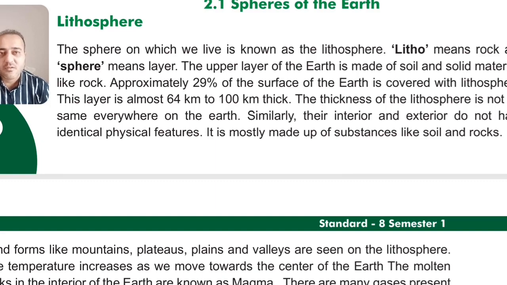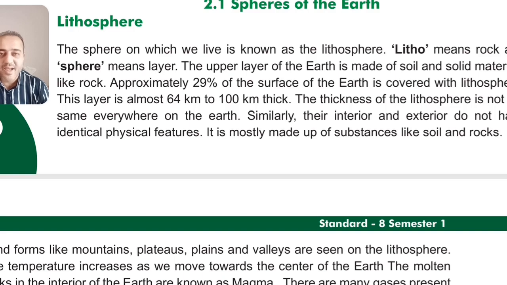So this layer is almost 64 kilometers to 100 kilometers thick. So this is about the thickness of the layer, that is the land surface on the earth. The thickness of the lithosphere is not the same everywhere on the earth, right? Many times, if we move on the surface of the earth, we find that there are some plains, that is the flat surface, then some plateaus, then some mountains, hills, sea and everything. So everywhere we go, we don't find the land area equal. It is unevenly distributed all over.